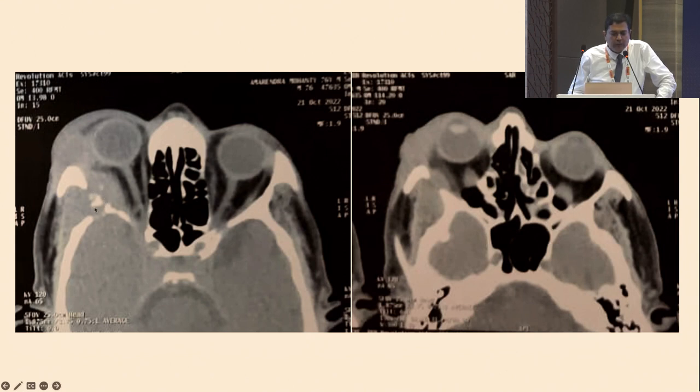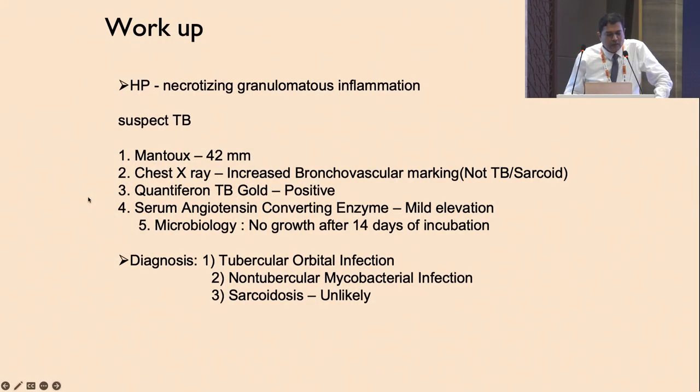There are components in the orbit. And looking at this lesion, the thought was, is this malignancy or is this an infection? A shorter duration of onset was something which was likely to be. But there was something else in our mind, and that's the reason I kept this. And on histopath, it actually turned out to be a necrotizing granulomatous inflammation. In a country where TB is endemic.